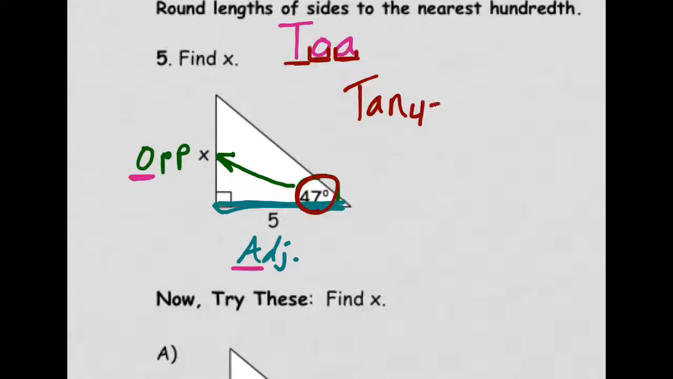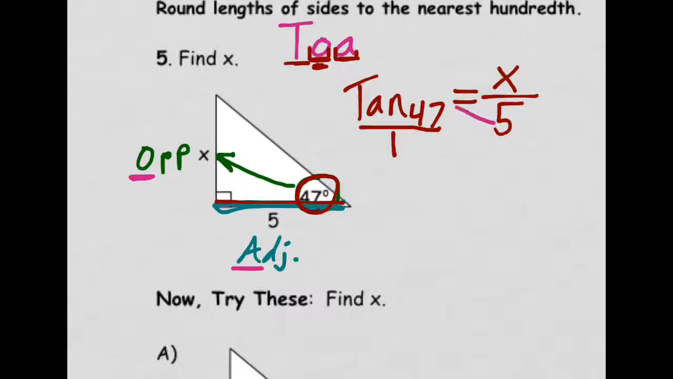So it looks like this. Tangent of 47 equals my opposite side, right? And my opposite side is x, over my adjacent side. My adjacent side is 5. And then after that, I just cross multiply. So I've set up my equation, now I just cross multiply. Well, the tangent of 47 is the same as tangent of 47 over 1. That's just a different way to write it. It's the same thing. So now we're going to cross multiply.